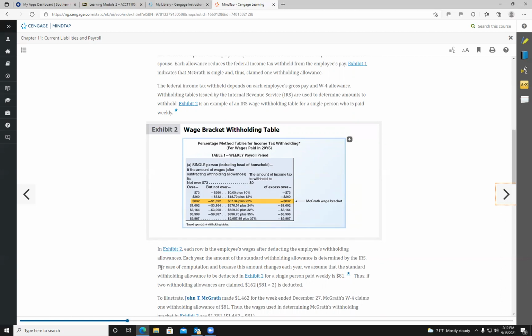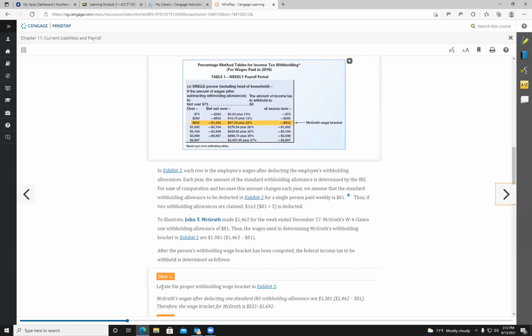For ease of computation, and because this amount changes each year, we're going to assume that the standard withholding allowance to be deducted in Exhibit 2 for a single person is $81, and that's for 1 week's pay. If they claimed two allowances because they're married, then it would be 81 times 2, which is $162.